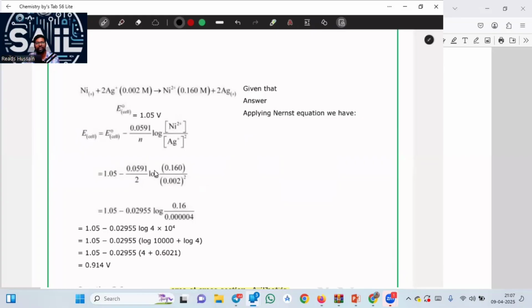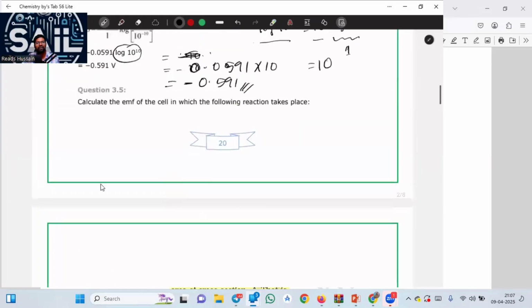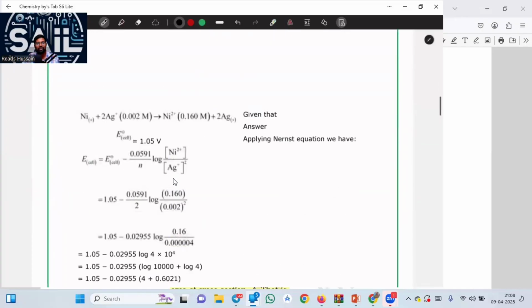Okay, what do we need to find? Calculate the EMF of the cell. We have to find the EMF of the cell. So to find the EMF of the cell, we have to apply the Nernst equation. According to the Nernst equation, EMF of the cell is equal to standard electrode potential of the cell. What is the value of the standard electrode potential? It is already given in the problem. See here, the standard electrode potential of the cell is 1.05 volts. Minus 0.0591 by n log nickel plus 2 concentration by Ag plus concentration square.